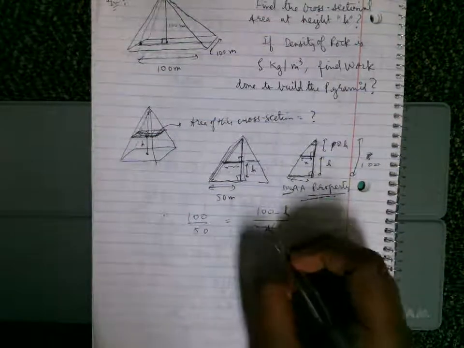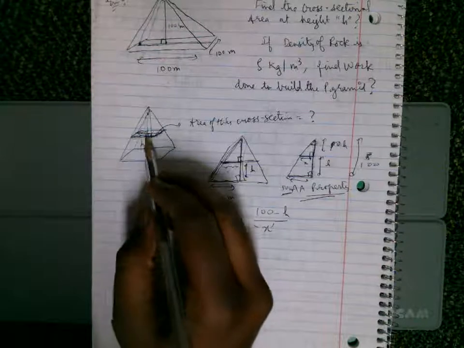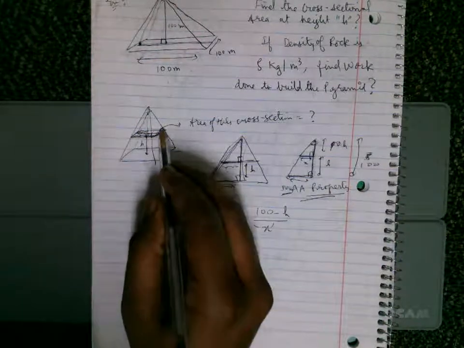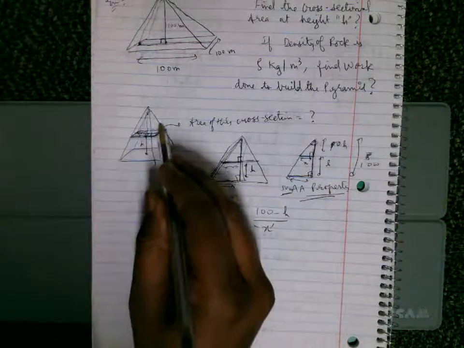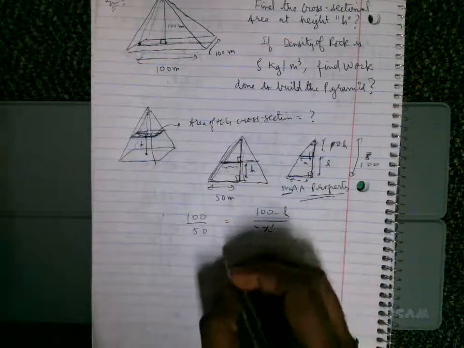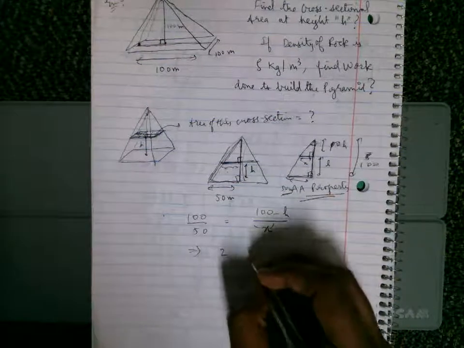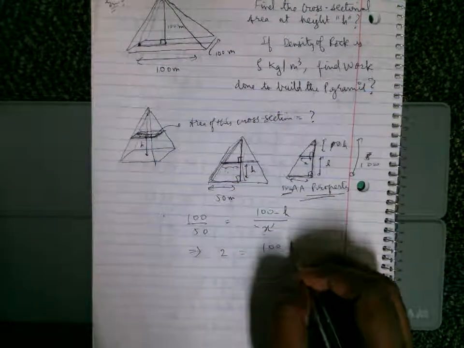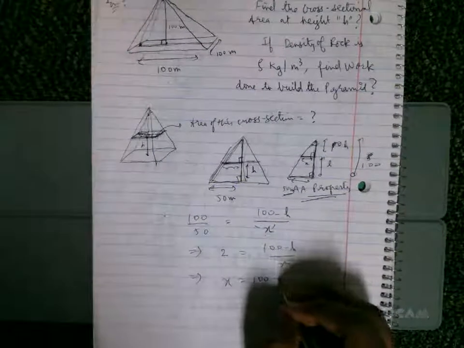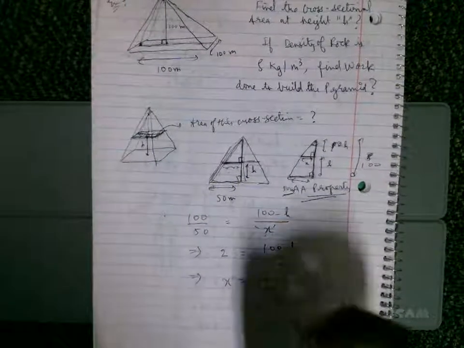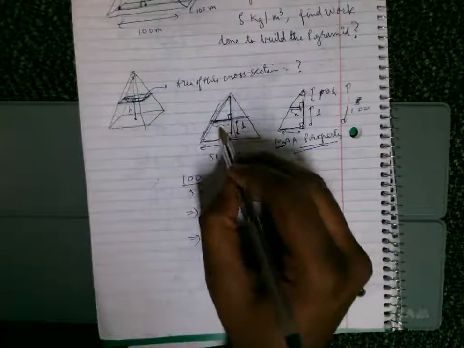What we want to do is find out x and double it, so that we have found the side of this square. We know that this base is a square, so any cross section would also be a square. So that means 2 is equal to 100 minus h by x, so x is equal to 100 minus h by 2. That is the length of half of this side, which is x.